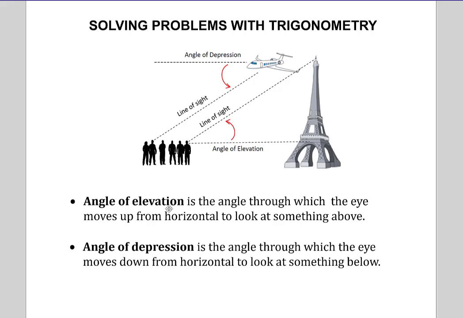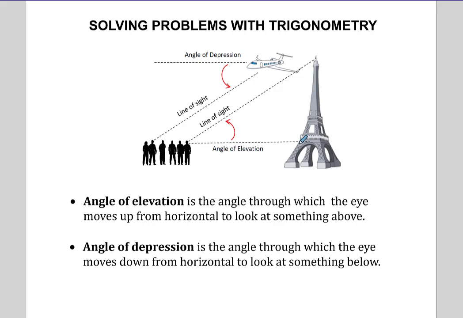First, let me remind you about angles of elevation and angles of depression. An angle of elevation is the angle through which your eye moves in an upward fashion from the horizontal to look at something above you. So you've got to first consider the straight line out from your eyesight, and when you look up, that line of sight is called the angle of elevation.